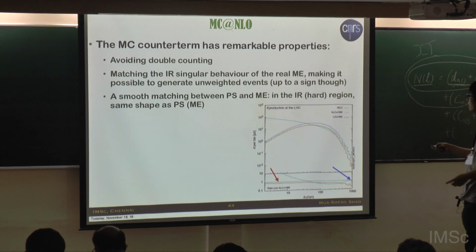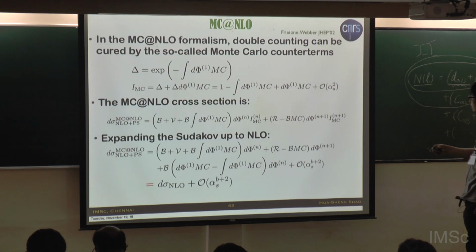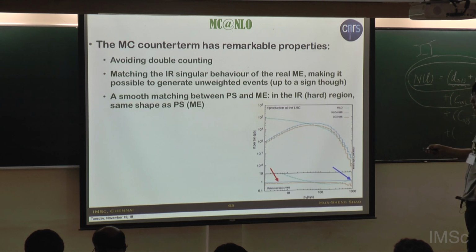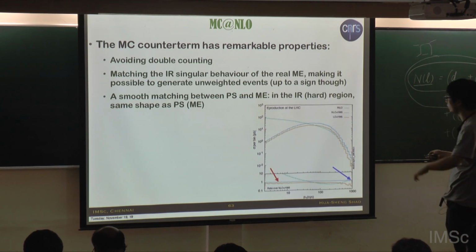And in the hard region, of course, the Monte Carlo counterterm goes to 0. So we just have the real emissions. In the hard region, it just recovers my NLO matrix elements. So there's a smooth transition.